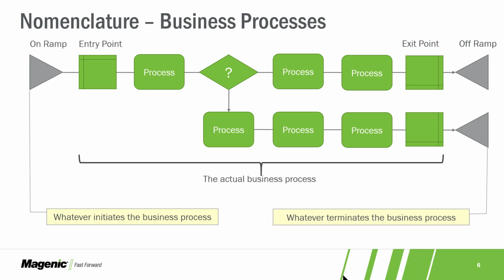And here we have an on-ramp with an entry point and a process, and that leads to a route or a decision. And we either follow flow A or flow B. And if we're successful, we hit an exit point, and then we have an on-ramp, an off-ramp.